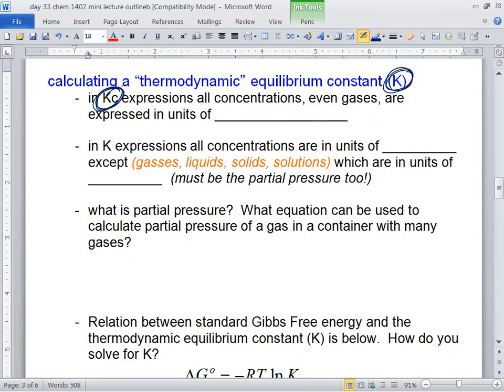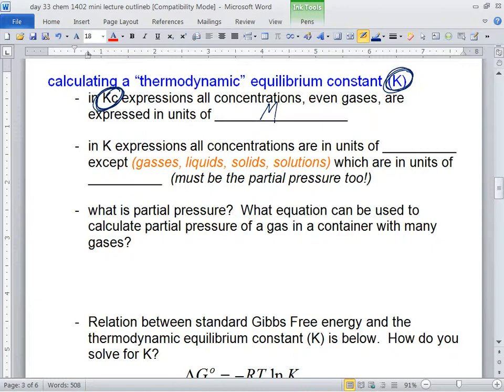So in Kc expressions, what we did before up to this point, all concentrations, products over reactants, even gases, are expressed in units of, what did we use? Enrique, what did we use? We said concentration, but what units of concentration? Moles per liter, but that's too much to write. Just write big M. Right? Molar.